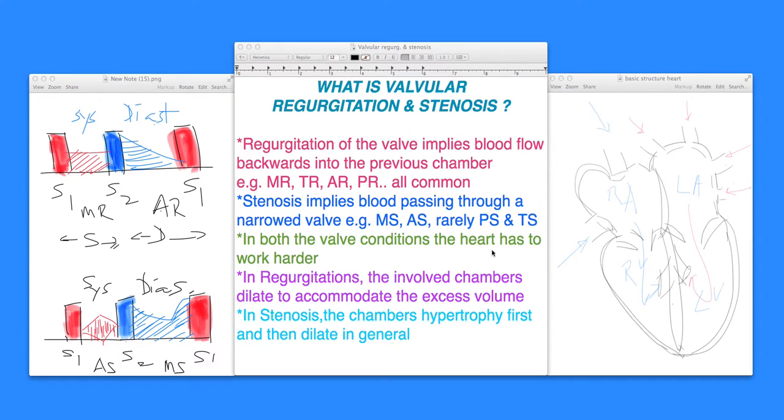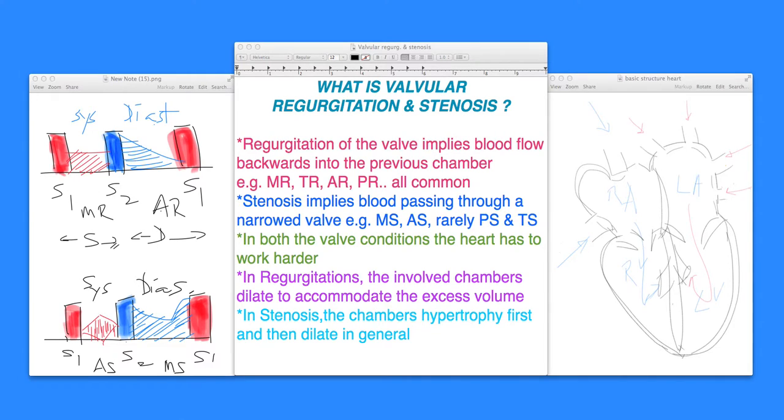Stenosis implies that the blood is not passing through the valves because they are narrowed. So narrowing of the valve results in stenosis. Incompetence of the valves results in regurgitation. Simple? Okay.